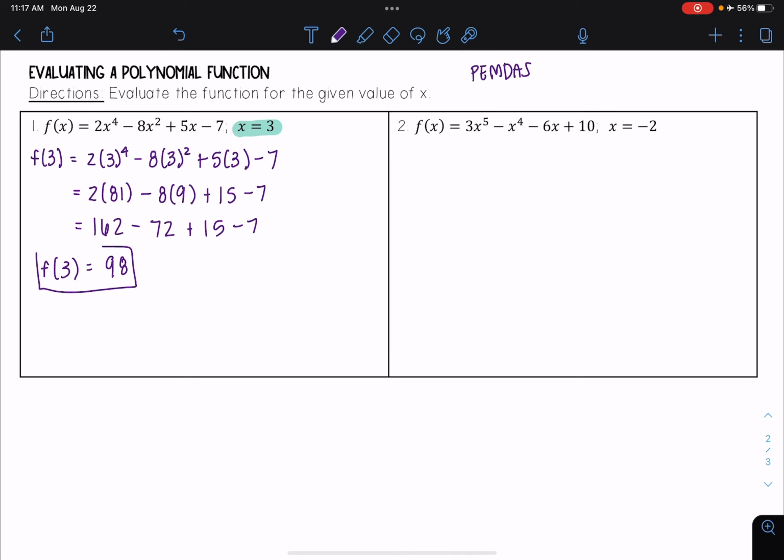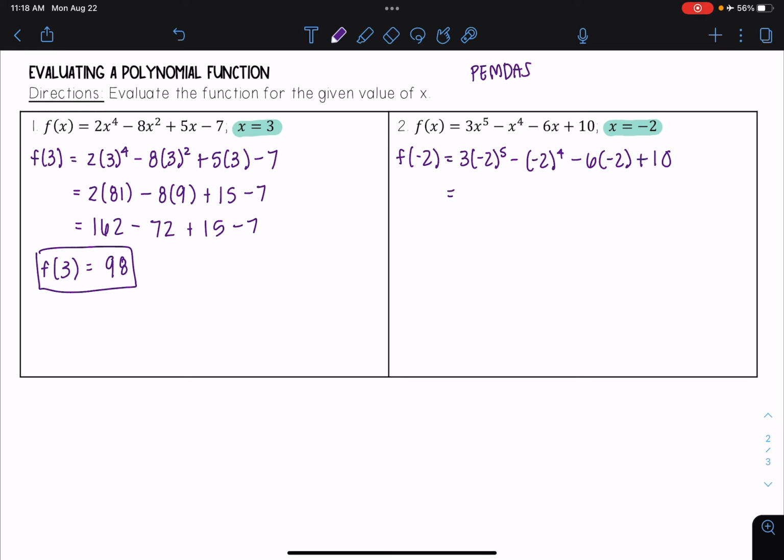Okay, let's look at one more. Here, I want to evaluate when x is equal to negative 2. So everywhere I see an x, I'm going to instead replace it with negative 2. So I have 3 times negative 2 to the fifth power minus negative 2 to the fourth power minus 6 times negative 2 plus 10.